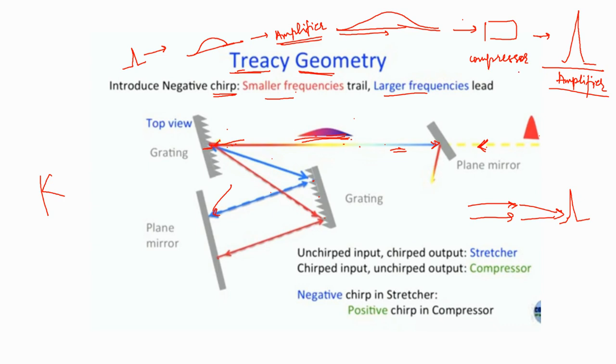we are using this drawback as an advantage to amplify the intensity of the laser beam, and this is quite an interesting phenomenon as well. The second thing that is important to discuss is that the Treacy geometry introduces negative chirp. The larger frequencies are ahead and the smaller frequencies are behind.